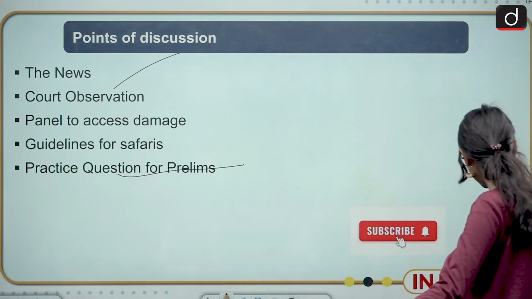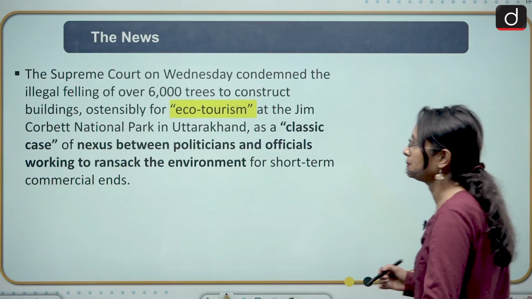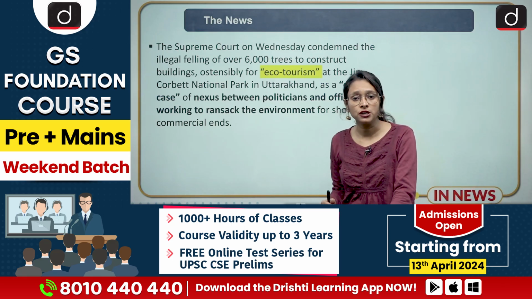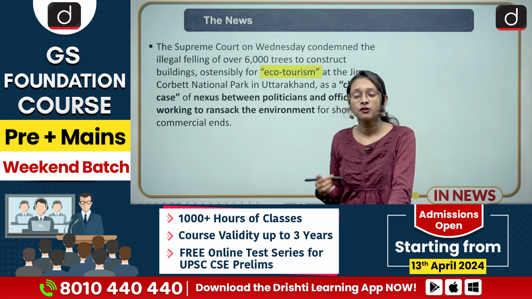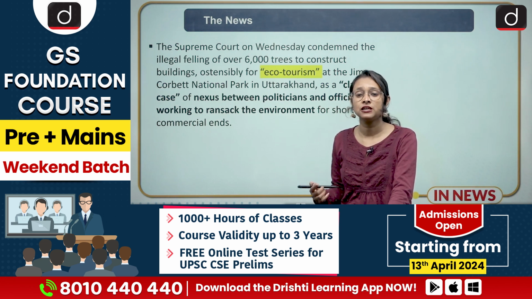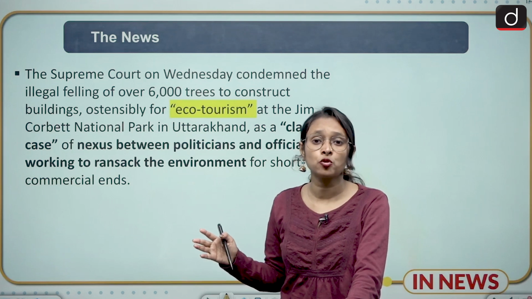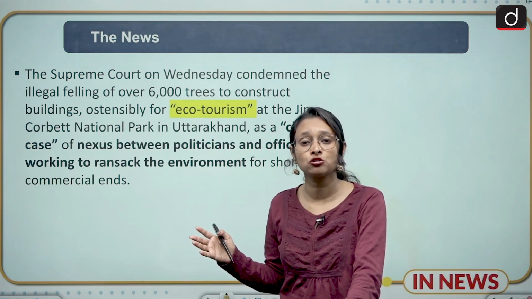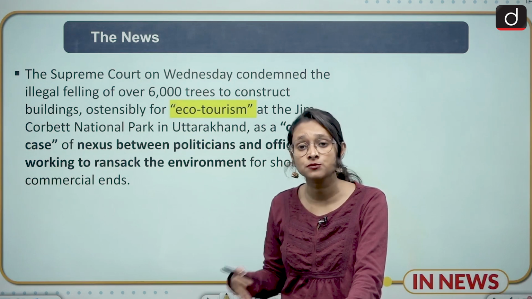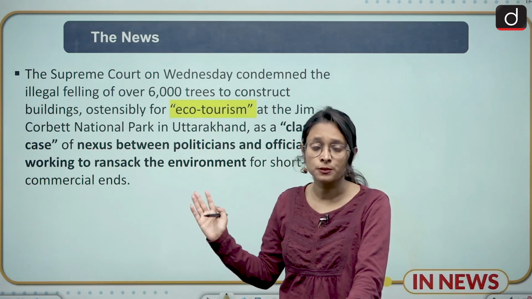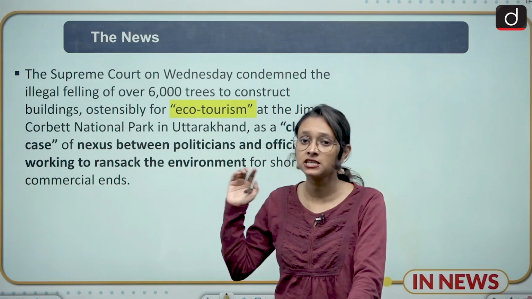Moving towards the news part. What had happened is that in the name of ecotourism in Jim Corbett, there was illegal felling of 6,000 trees, and this is not just 6 trees, this is the illegal felling of 6,000 trees. And even if you are illegally felling 6 trees, it is a crime in nature. Because of this, the Supreme Court had to intervene in this matter in order to save the environment, in order to save us from climate change. That's why this topic is important for polity as well as environment.